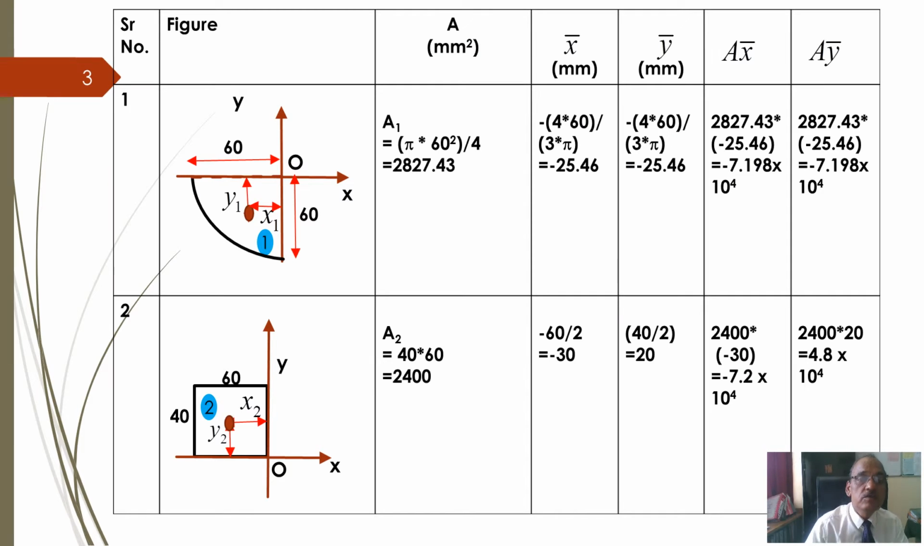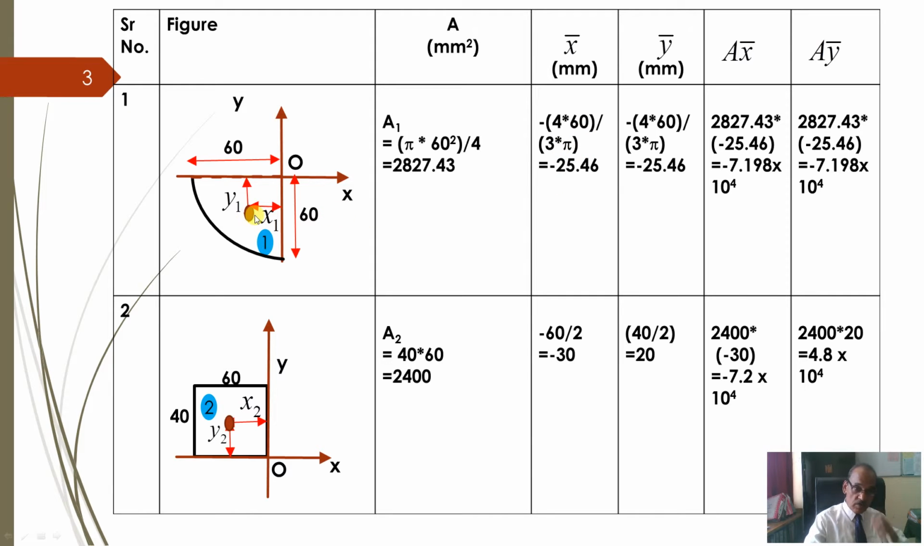Let us take the first part, the quarter circle. This is the origin of the given system and these are the x and y coordinates. For the entire circle the area is pi r square, and for a quarter circle pi r square by 4. So the area is 2827.43 mm square. For a quarter circle we know where the centroid lies: for both axes it is 4r by 3 pi.